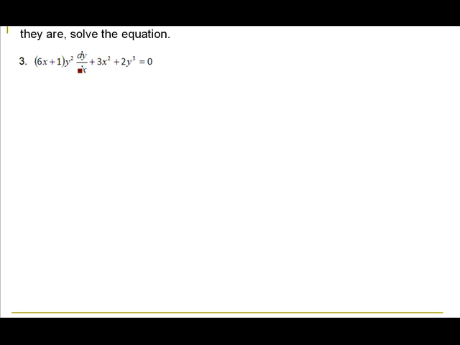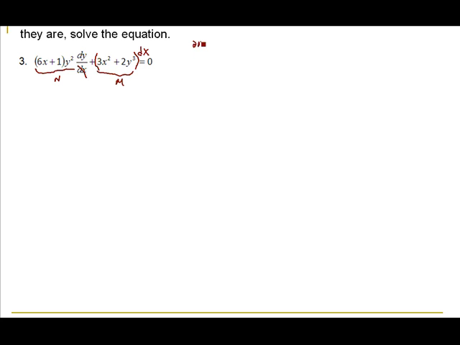Okay, and on number 3, if I multiply both sides of this equation by dx, that's going to leave me with (6x + 1)y² dy + (3x² + 2y³) dx equal to 0. And this is my N. This is my M.